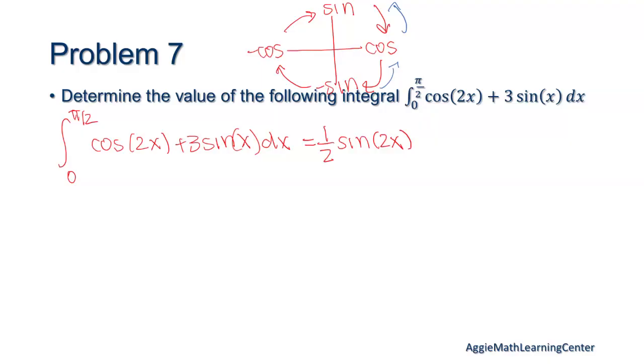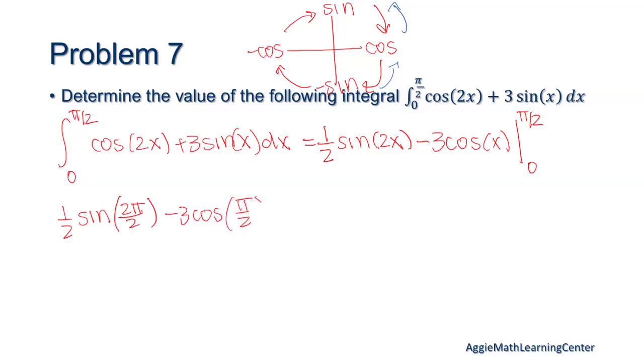And then the integral of 3 sine x will be negative 3 cosine x. We're going to evaluate it from 0 to pi halves. So we'll have 1/2 sine of 2 times pi over 2, which will just be pi, minus 3 cosine of pi over 2. And then we'll subtract 1/2 sine of 0, minus 3 cosine of 0.